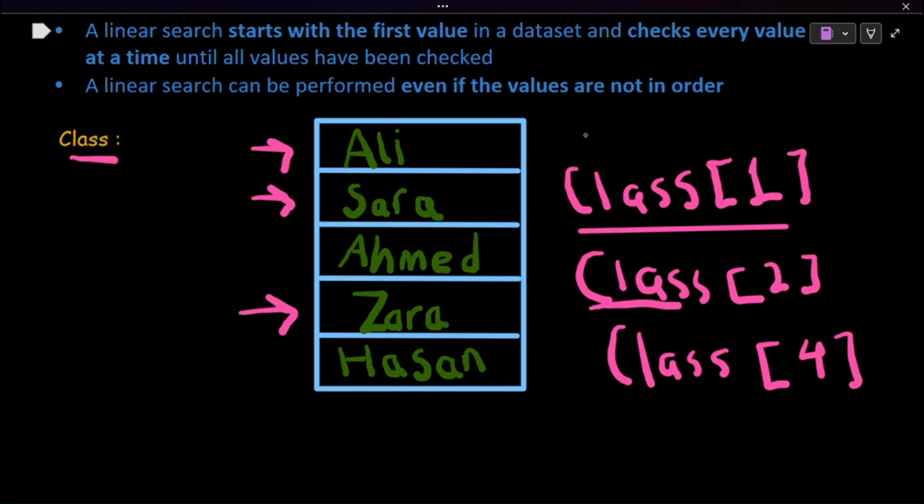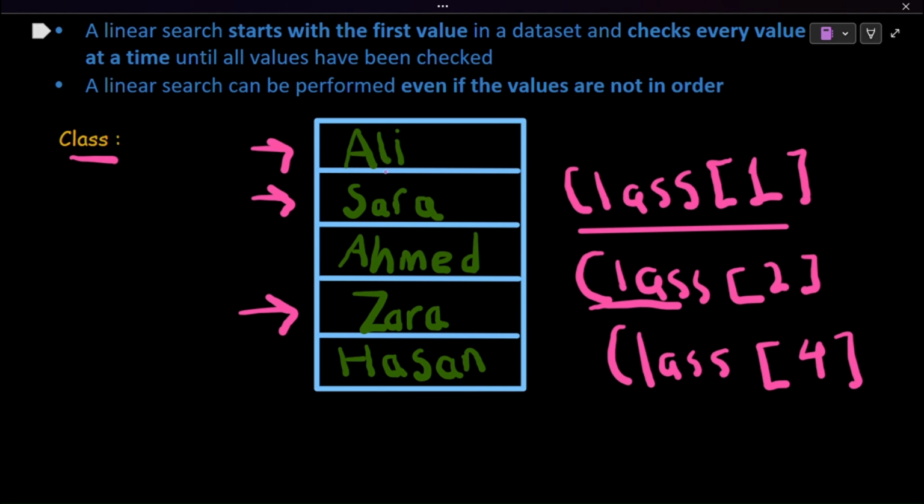Now what is linear search? Linear means one after another. So now if I want to find a student here in this class, I am going to search this array one by one. First I will go to the first index. At the first position I will see that it is Ali.